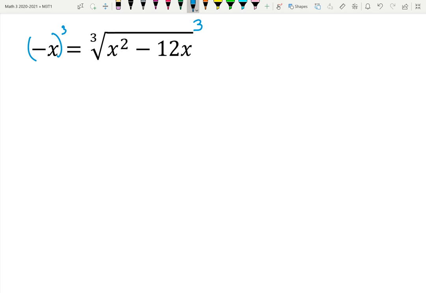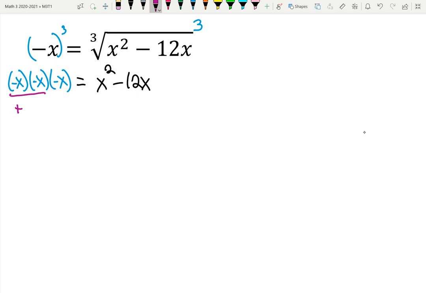Now this is going to be on the left. It's the same as negative x times negative x times negative x, which is equal to the inside. If I process that on the left, a negative times a negative is positive x squared, which is multiplied by negative x. So this is really just equal to negative x to the third equals x squared minus 12x.